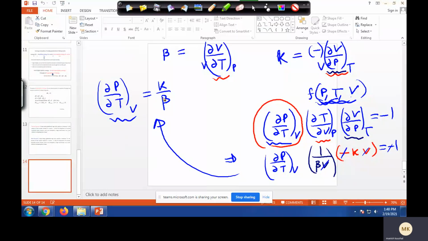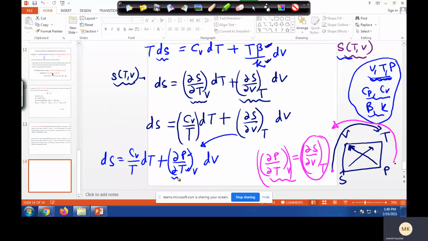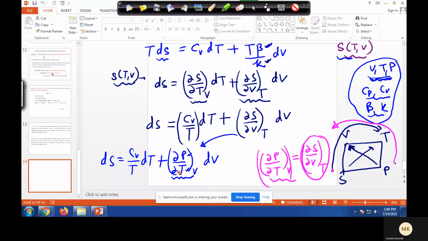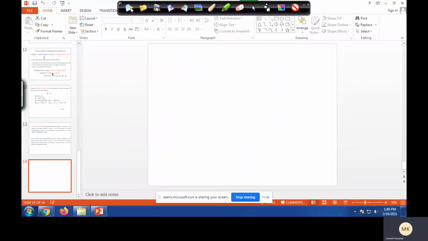Now let's go to our other relation. So we found this term kappa by beta, so then you can go back. What we want is ∂P/∂T at constant V. So what we got is not kappa by beta, but beta by kappa, because these are in product. Beta will go to that side, so ∂P/∂T at constant V is beta by kappa. Just replace it here, and then we'll get your desired relation.